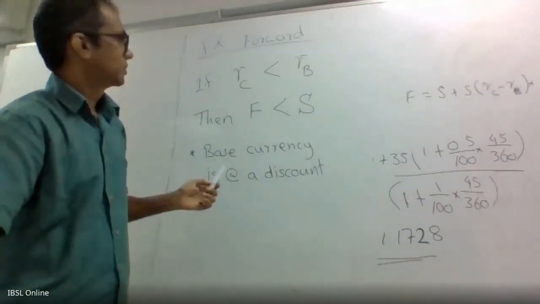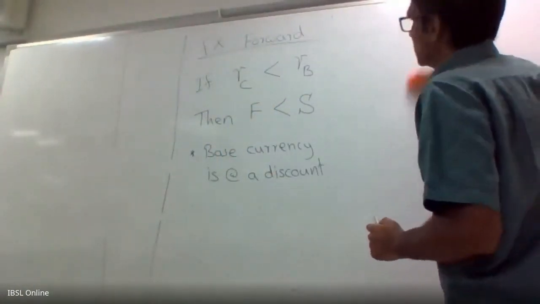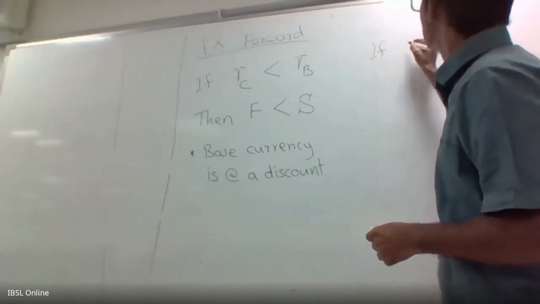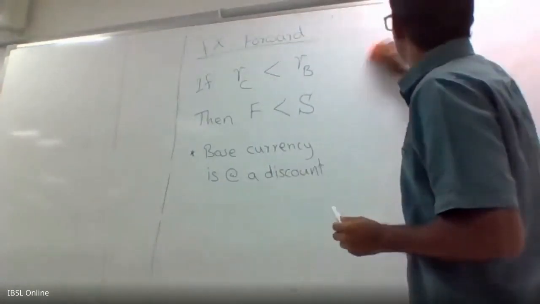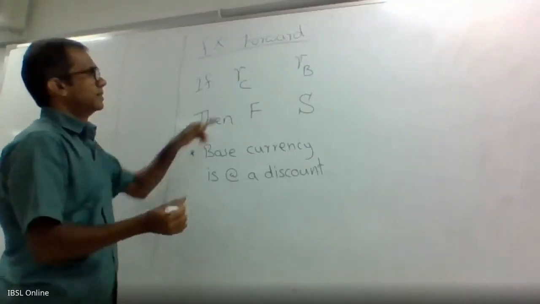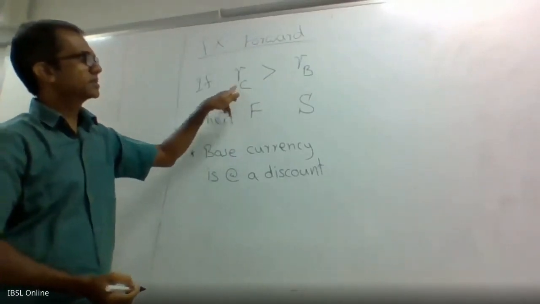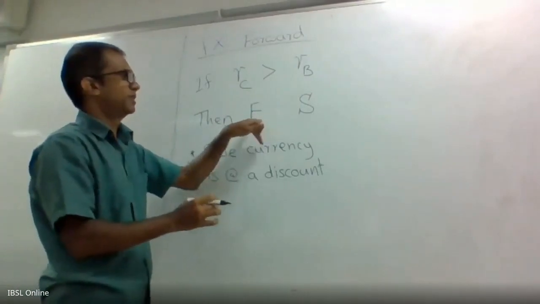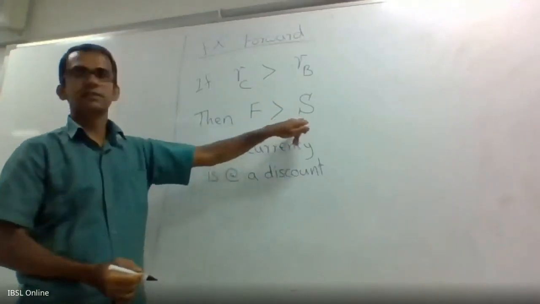And the other possibility: if the interest rate of the counter currency is higher than the interest rate of the base currency, then the relationship between the forward rate and the spot rate is that the forward rate is higher than the spot rate.